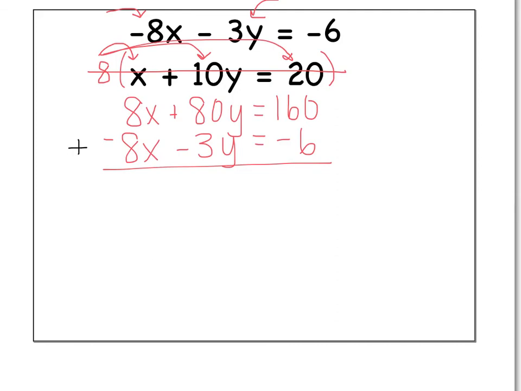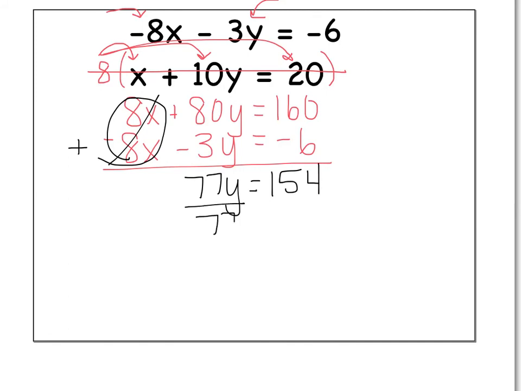When I add my two equations together, the 8x minus 8x gives me 0. 80 plus negative 3y would give me 77y. And 160 plus negative 6 would give me 154. I'd have to divide both sides by 77, and y would equal 2.